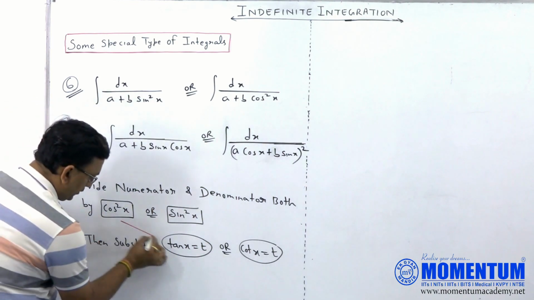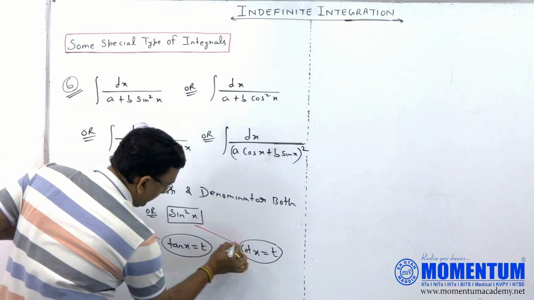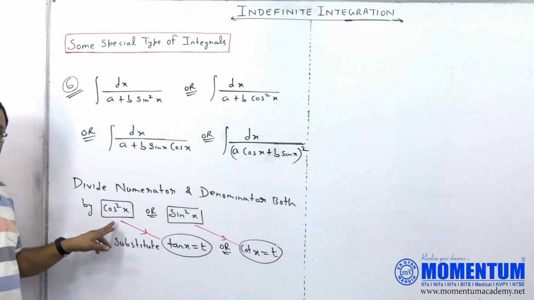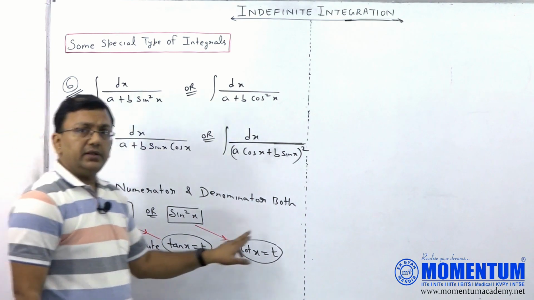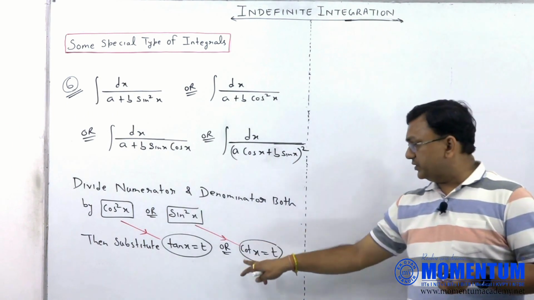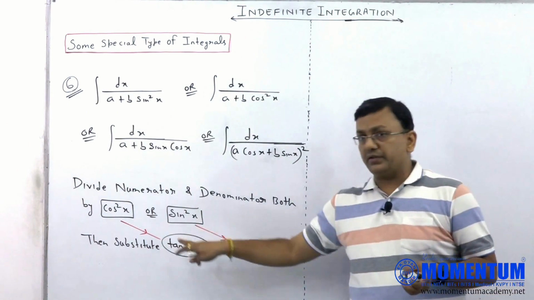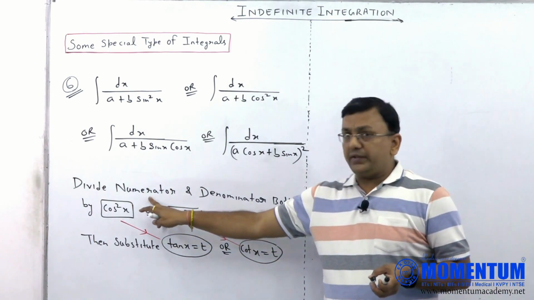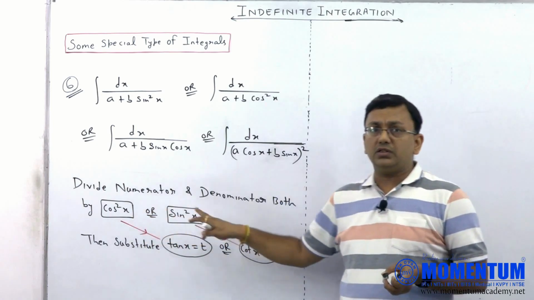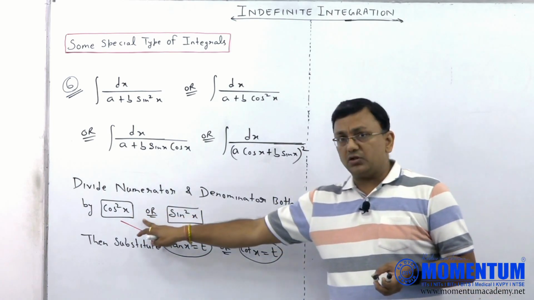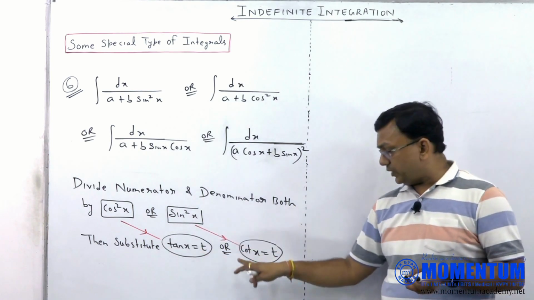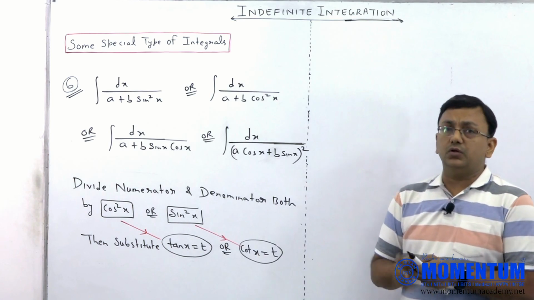Remember, if we are dividing by cos square, then we will substitute tan x. If we are dividing by sin square, then we will substitute cot. Understand the meaning of this red line, what I am saying. We are free to divide numerator and denominator both by either cos square or sin square. But if we are dividing by cos square, then the substitution is tan x equal to t. If we are dividing by sin square, then the substitution is cot x equal to t.